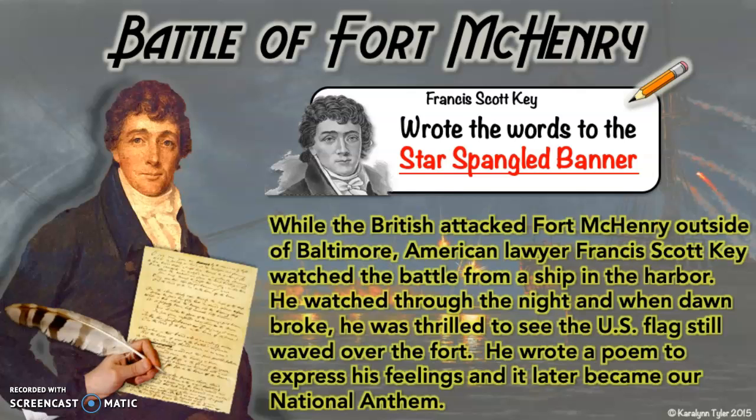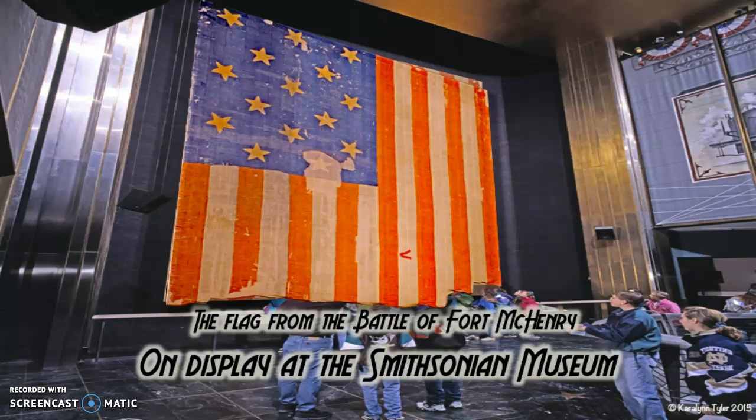And that inspired him so much, he ended up writing a poem, which has become today's national anthem for the United States, the Star-Spangled Banner. And someday, if you have the chance, you can go to Washington, D.C. and see the Star-Spangled Banner for yourself. They kept the flag from Fort McHenry, and they have it on exhibit at the Smithsonian.